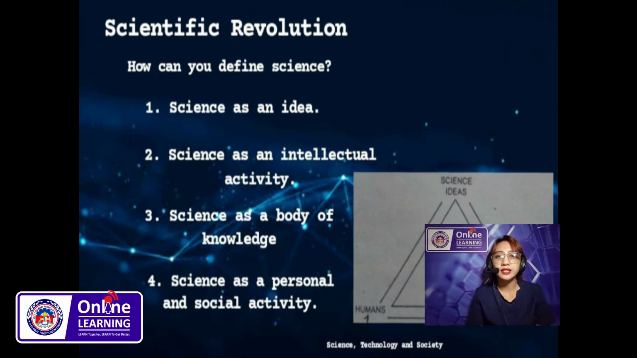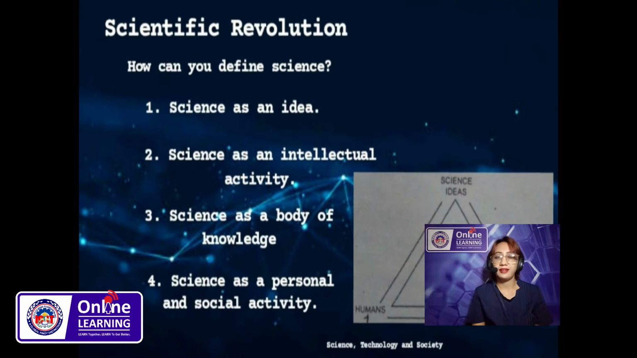There are 4 definitions of science explained. The first one defines science as an idea. It includes all the ideas of people, the theories of people, and all available systematic observations and explanations about the natural and the physical world. The second one defines it as an intellectual activity. It encompasses systematic and practical study of the natural and the physical world. This process of study involves systematic observation and experimentation.